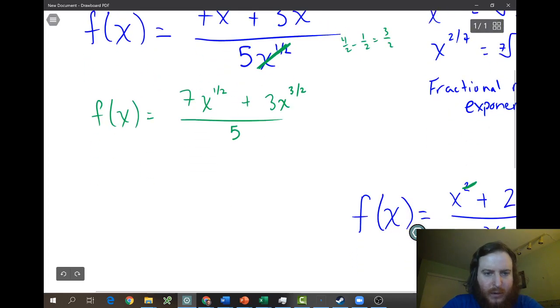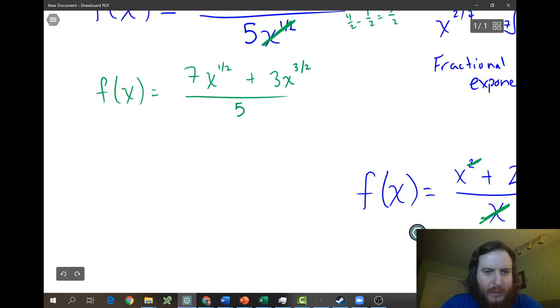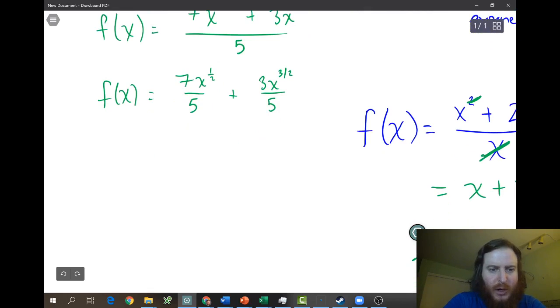And now for this step, this is where we would then split it. And we could have split it beforehand. It would have worked as well. So 7x to the 1/2 over 5 plus 3x to the 3/2 over 5. And you don't have to show this much work, but personally when I'm doing these, I like to say 7/5 x to the 1/2 plus 3/5 x to the 3/2.